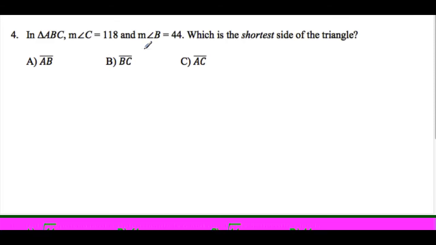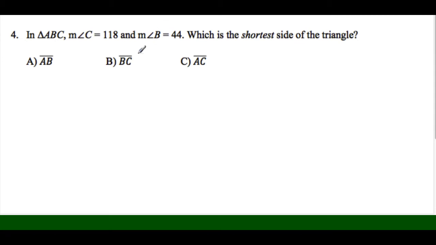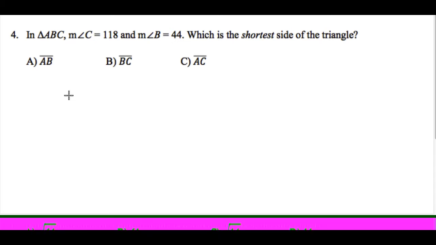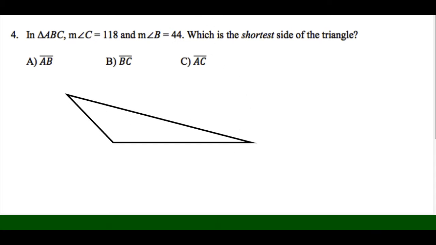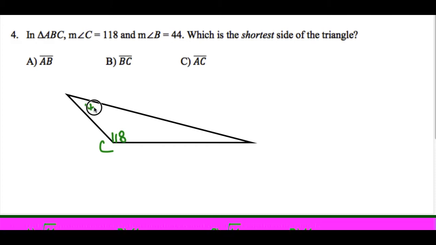Number 4, so here we have a triangle. Maybe it looks like this. And I'll say this is angle C because it seems to be the biggest, 118. And that's 44. That means this one has to be B, and then this one must be A. But to find the shortest side, we have to realize that we need to find the smallest angle.